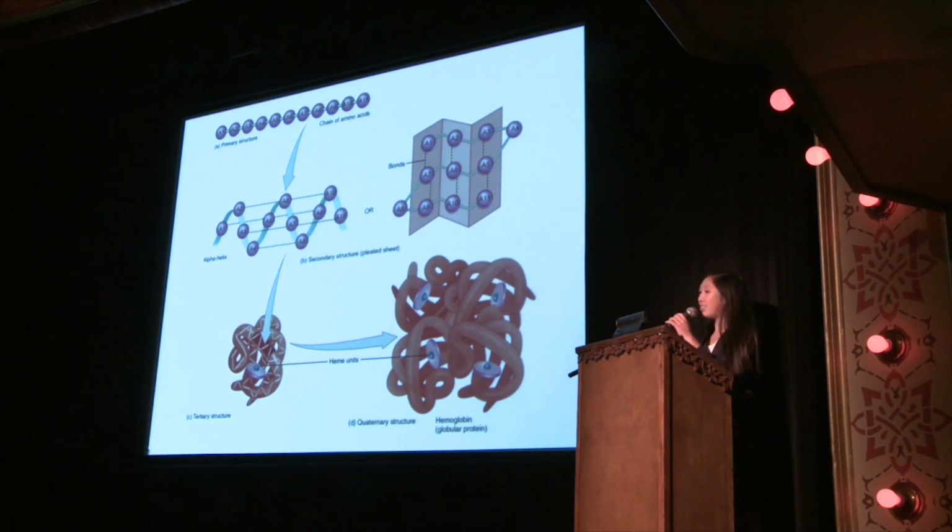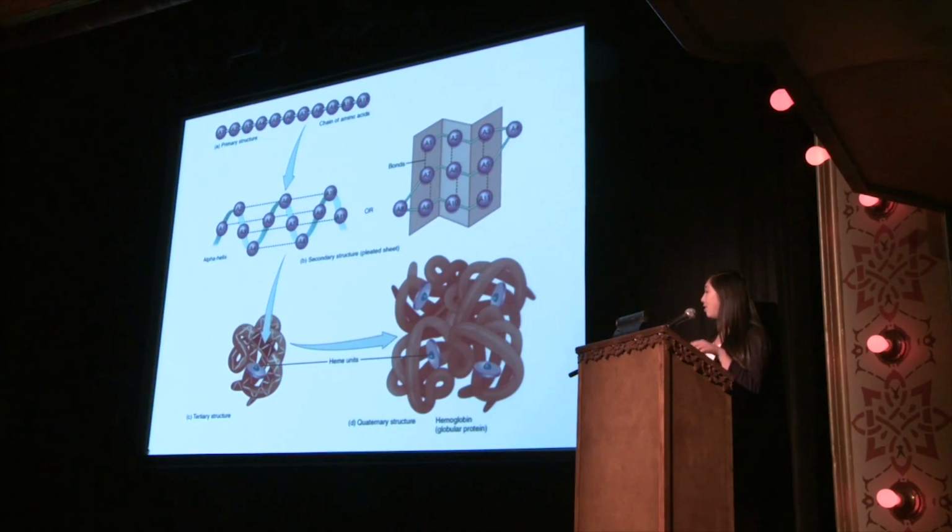Proteins have 4 levels of structure. The first is primary structure, which is basically a chain of amino acids. Secondary structure can be either an alpha helix or a beta pleated sheet. Tertiary structure is the alpha helix or beta pleated sheet, folded even more. And quaternary structure is those tertiary structures put together.